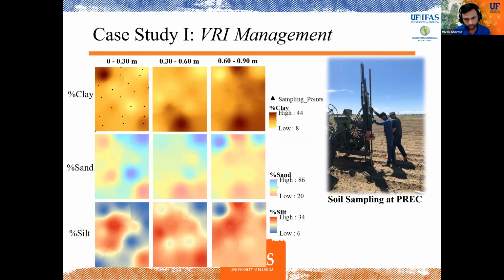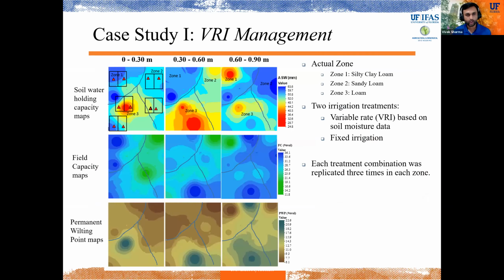So based upon this grid soil sampling, we developed three zones. Zone 1 is the silty clay loam, zone 2 sandy loam, and zone 3 loam. In each zone, we had two irrigation treatments. One is variable rate based upon soil moisture data, and the second is fixed irrigation, as we do generally. You can see those irrigation treatments and the location of the plots. These four maps show the spatial variability of water holding capacity, field capacity, and permanent wilting point based upon the soil properties, and you can see a significant variation within the field itself too.